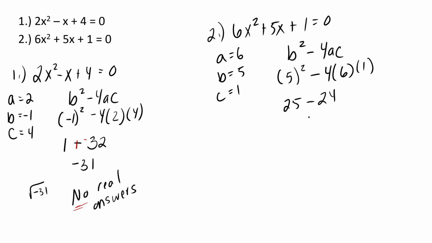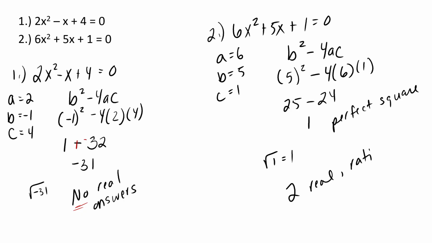25 minus 24 is 1, and 1 is a perfect square. So you'd end up in this problem with the square root of 1, which is 1, and that is going to give you 2 real, rational answers. So how many answers will you get? You will get 2. What kind? Well, they will be real and they will be rational.